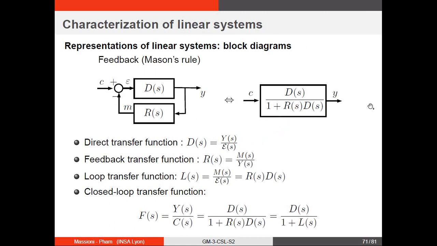So let's have some definitions over here. We call the direct transfer function d, which is the transfer function between y and epsilon. We have a feedback transfer function, we call it r, which is the one between m and y. And the most important definition in this slide is the loop transfer function. The loop transfer function is basically the product of all the boxes in the loop, so d times r, when a negative feedback is taken. And we call the closed loop transfer function the transfer function between c and y, which is this one, d divided by 1 plus rd.